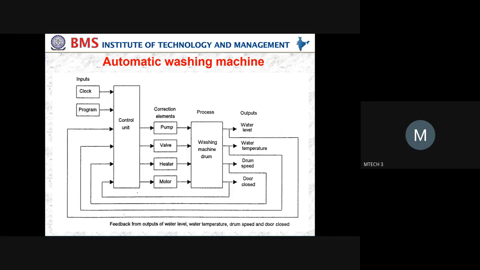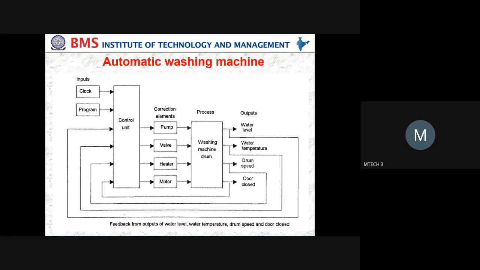Closed loop, sir. Closed loop control system. Simple, very simple. Whenever you are going to get the feedback, it is a closed loop control system. And also, if you observe, you have input. There is something called the control unit. Try to relate it with the elements of a closed loop control system.